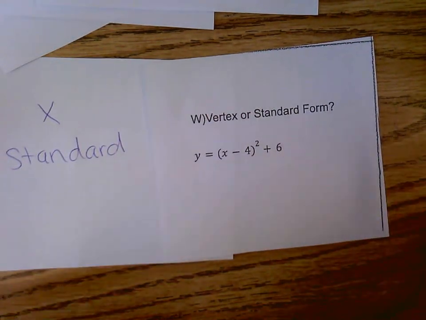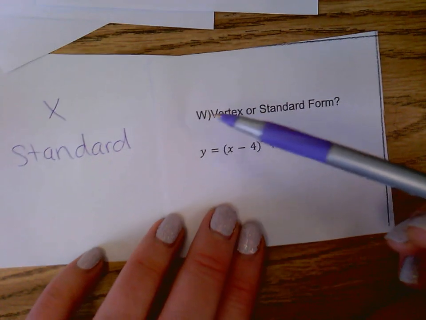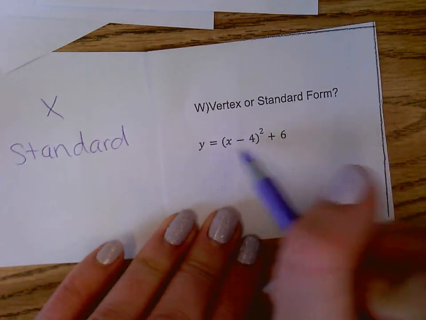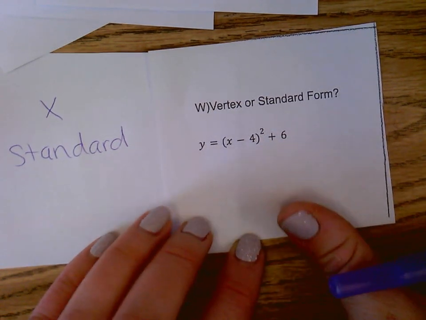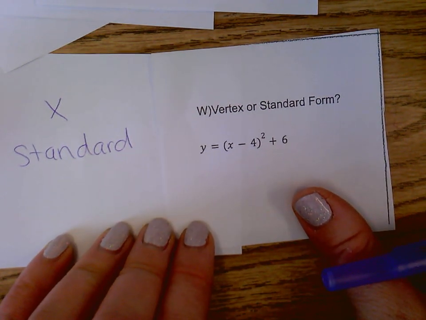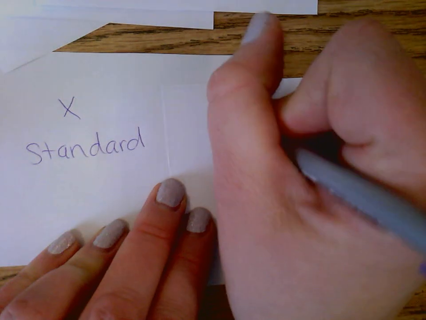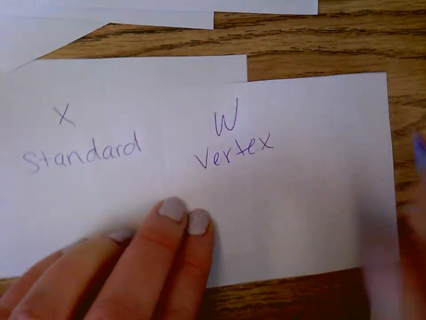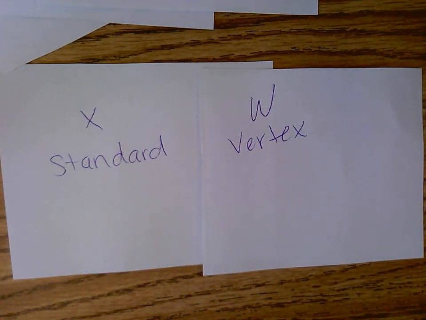W actually comes first, right? W comes before X in the alphabet. When there's parentheses, that's called vertex form. We're going to look at that a little bit tomorrow. So W is vertex form, just so you have them in the stack. So now you have 24 little resources to help you keep practicing the transformation rules and everything.